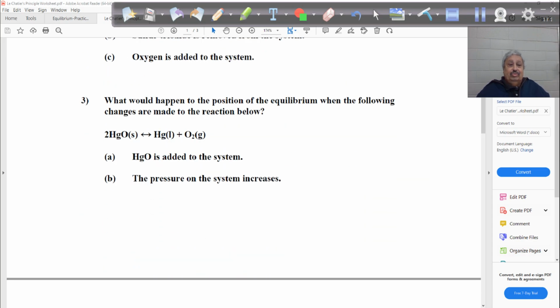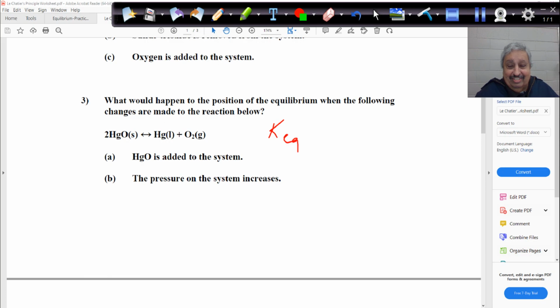What would happen to the position of the equilibrium when the following changes are made to the reaction below? Now, you have mercury(II) oxide decomposing, that's a decomposition reaction, to mercury liquid and O2 gas. Now, that's a very good question. What is the K equilibrium for this reaction, guys?